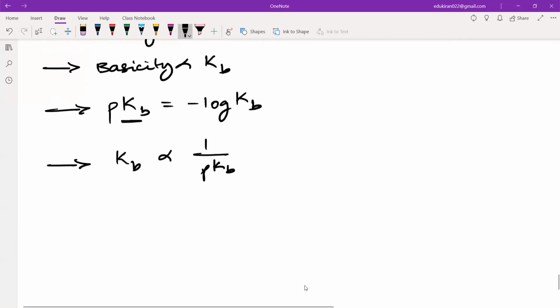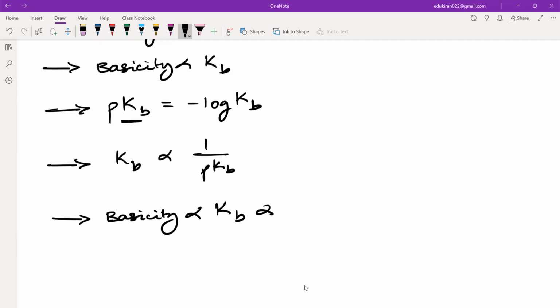Okay, and then you can also see that basicity is directly proportional to Kb, and inversely proportional to pKb. And hence you can say that if pKb is lower, then the basicity will be higher. So basicity and pKb are inversely proportional. Is that clear? Yes or no? Please tell me.